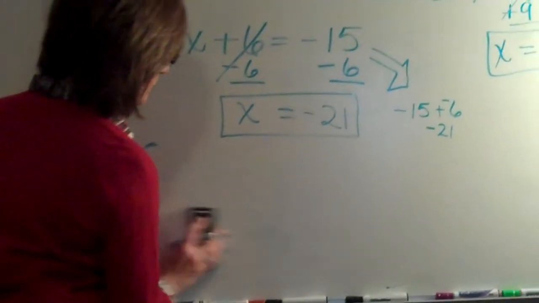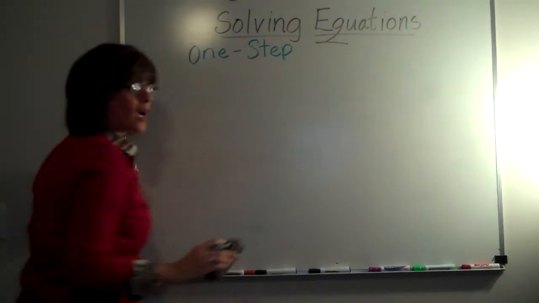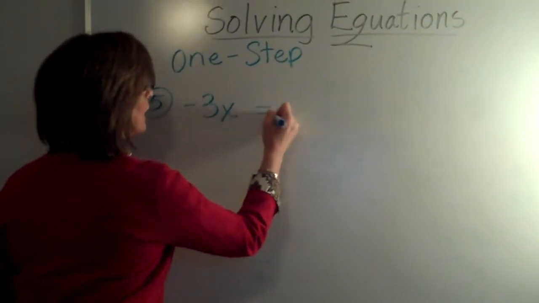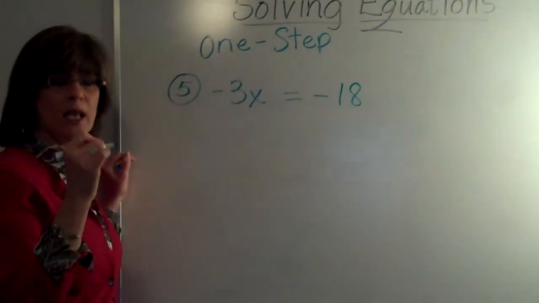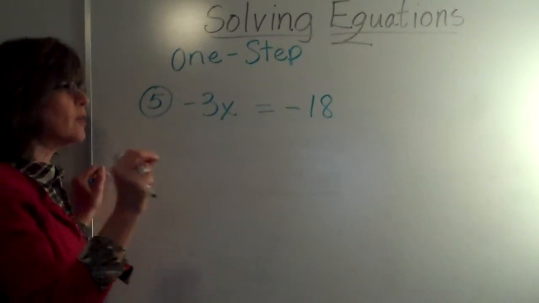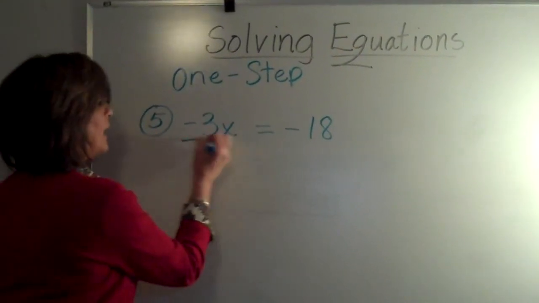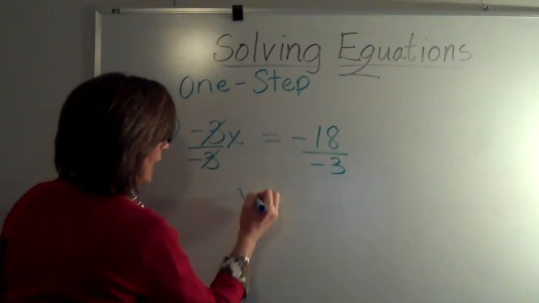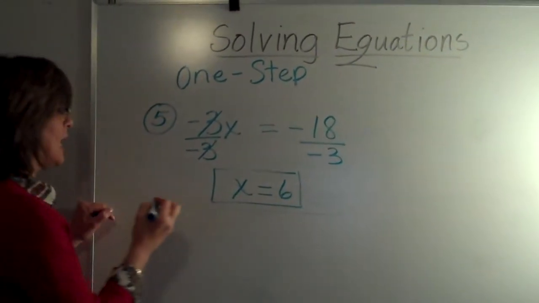Okay, let's try another one. There's lots of different ones I could give you. I'm obviously not going to give them all to you. I'm trying to hit upon the ones that you're going to see most frequently. -3x equals -18. This is similar to the last one, except for the negative signs. So here's my variable. I want to isolate the variable. It's attached by multiplication, so I get rid of it by dividing. Divide this side by -3, divide this side by -3. And x equals 6. Positive 6, because it's a negative divided by a negative.